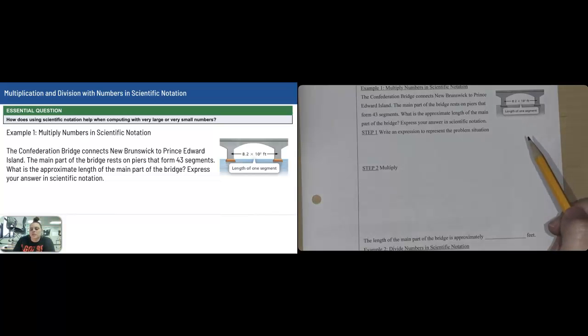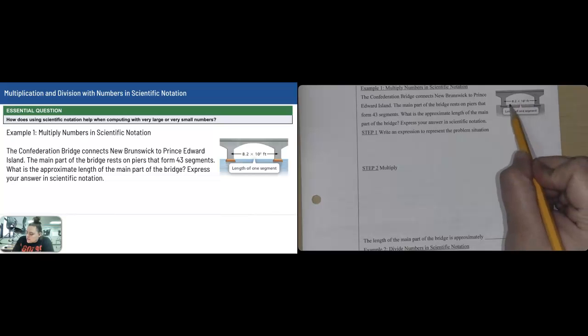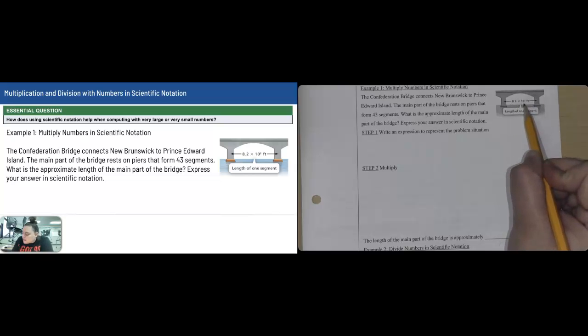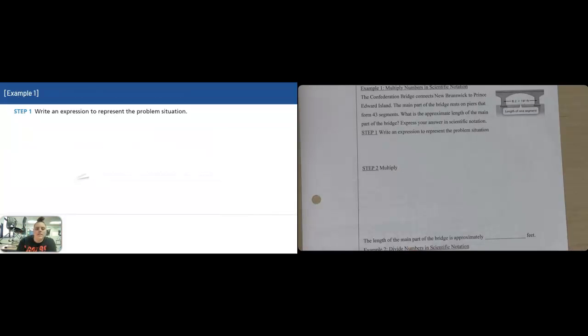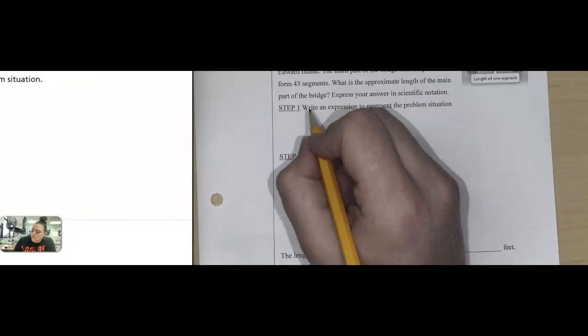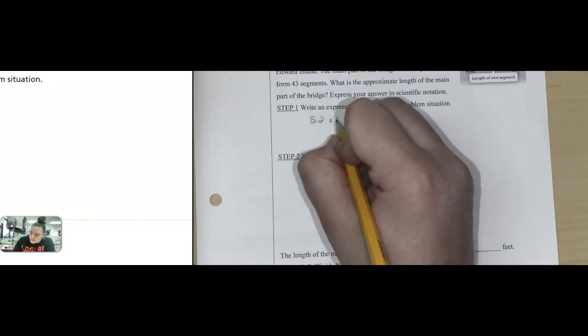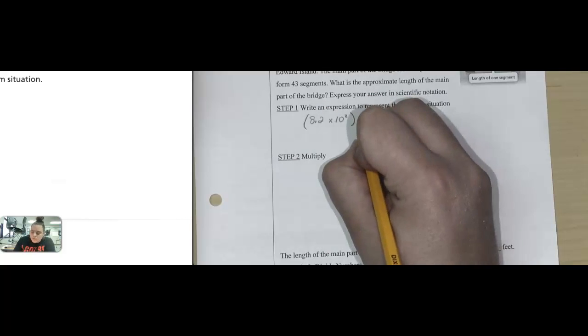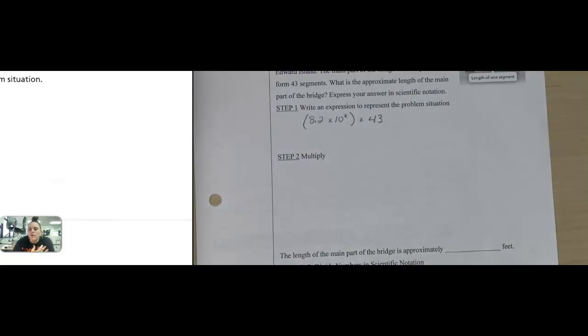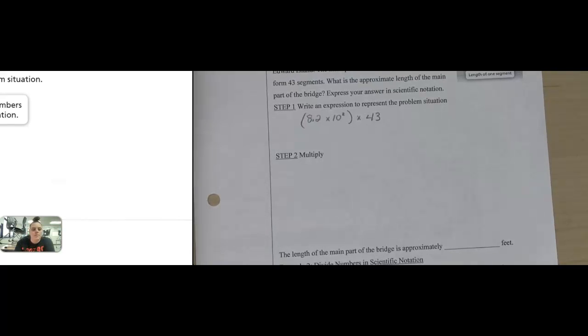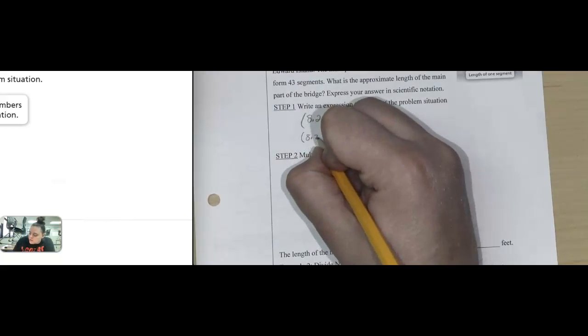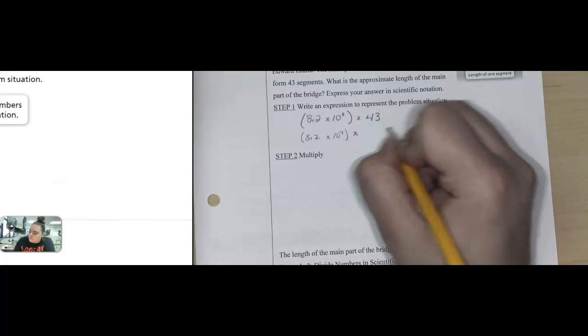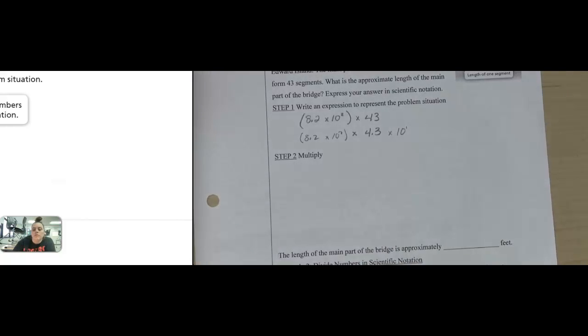First, we're going to write an expression to represent this. Each length of segment is 8.2 times 10 to the second across, and we have 43 of these different segments. So we're going to have 8.2 times 10 squared times 43. That is how we will figure out the total length of the bridge. Well, we can express both of these numbers in scientific notation by having 8.2 times 10 squared times, we can rewrite 43 as 4.3 times 10 to the first.